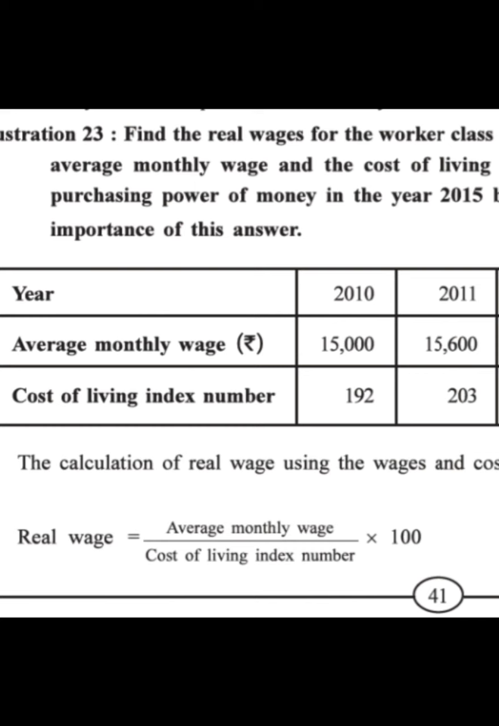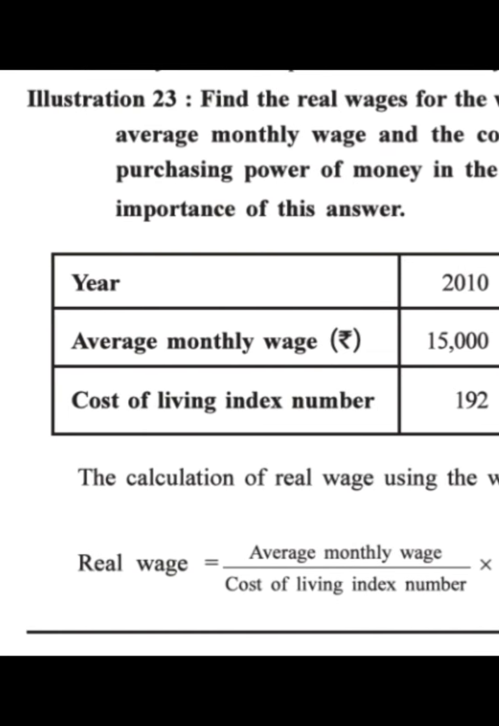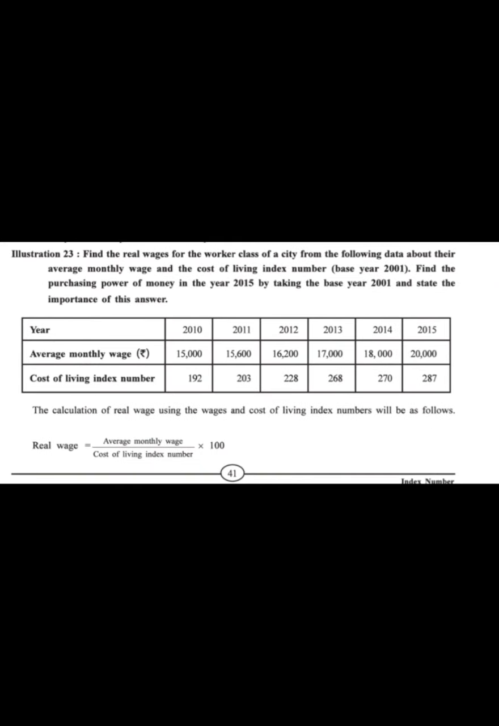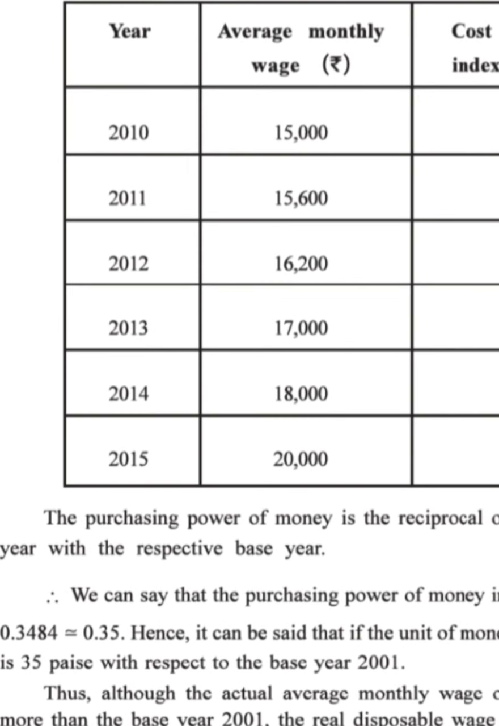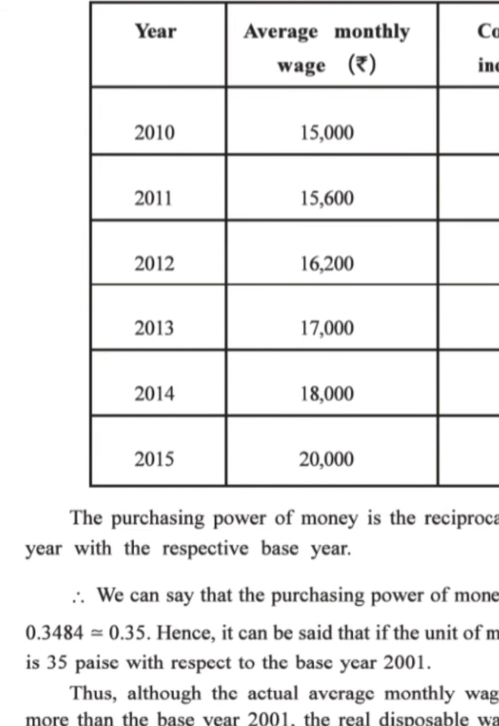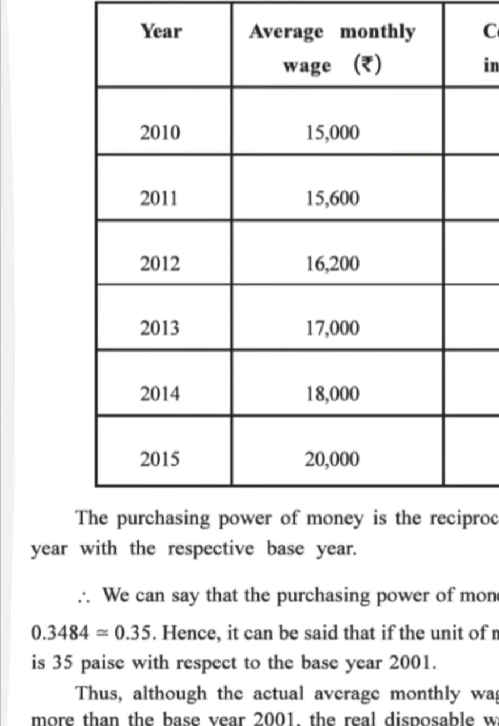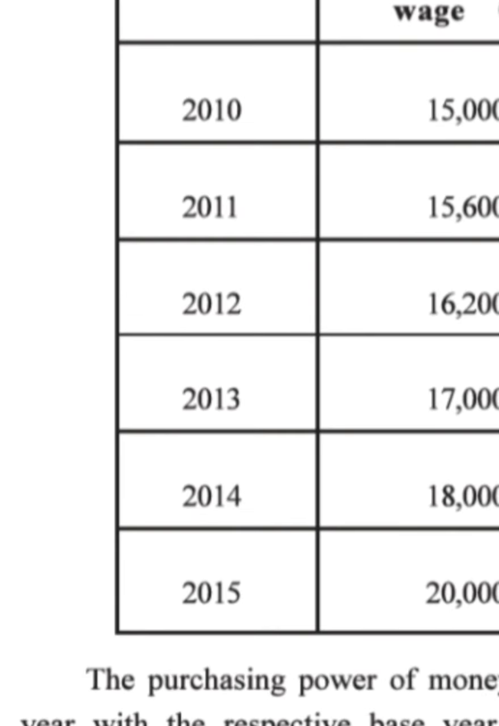Now we'll see how we would do this sum. Whatever data has been given to us, we are just going to put column-wise. The first column is your years. You will start from 2010, and the data has been given till 2015. So for the year column, it is 2010, 2011, 2012, 2013, 2014 and 2015.